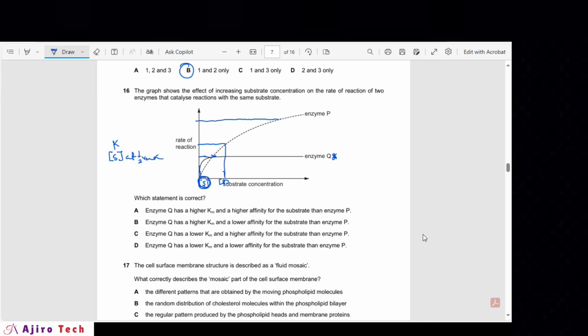That's the Km. So the Km, which is substrate concentration at half Vmax, is lower for Q. And the lower this substrate concentration, the lower the Km, the higher the affinity of the enzyme for the substrate. So enzyme Q has a lower Km and the higher affinity for the substrate than enzyme P.